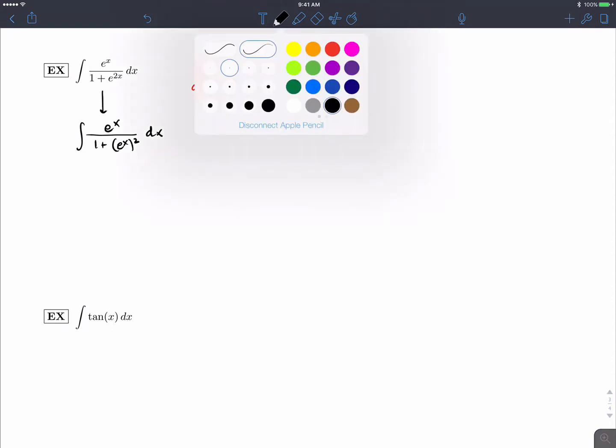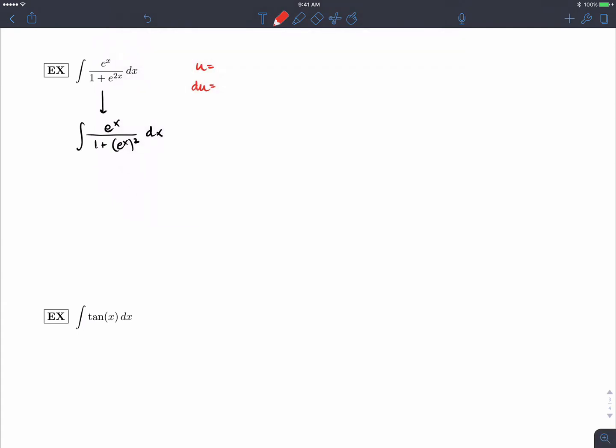So now we've just got e to the x's. If we were to let u be e to the x, our du would just be e to the x dx. So we definitely have all the pieces to do a substitution. Here we just have to be careful in terms of where we put our u's and what we pull out as our du.